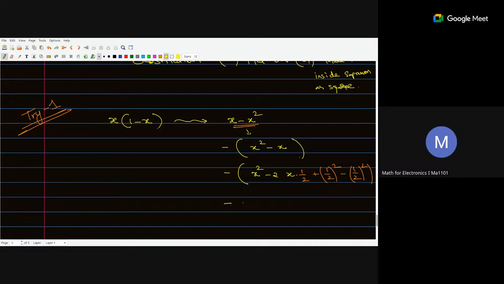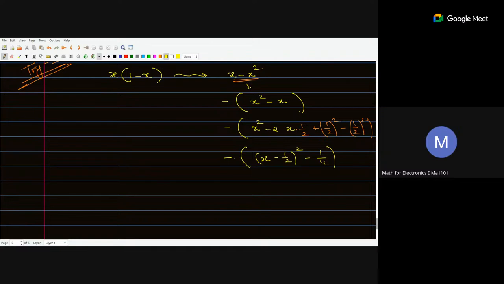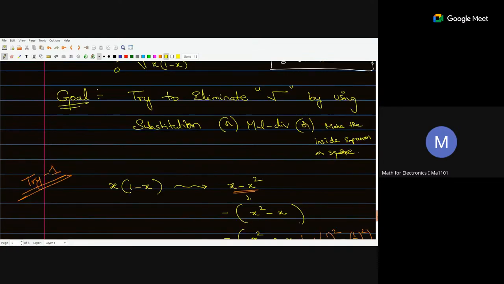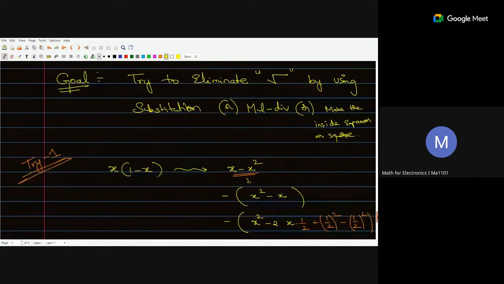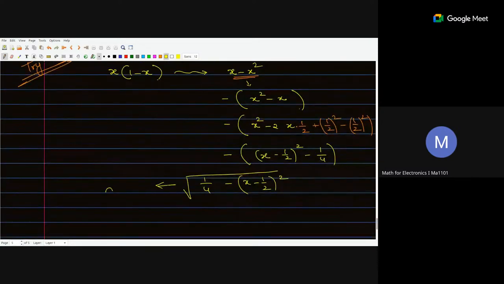Okay. Now what we have is minus of x square minus 2ab plus b square. This whole thing is x minus half, whole square, and this is minus 1 by 4. And now if I multiply minus throughout, I will get 1 by 4 minus x minus half whole square, this whole root, right? We have the whole root. This will be in the denominator.